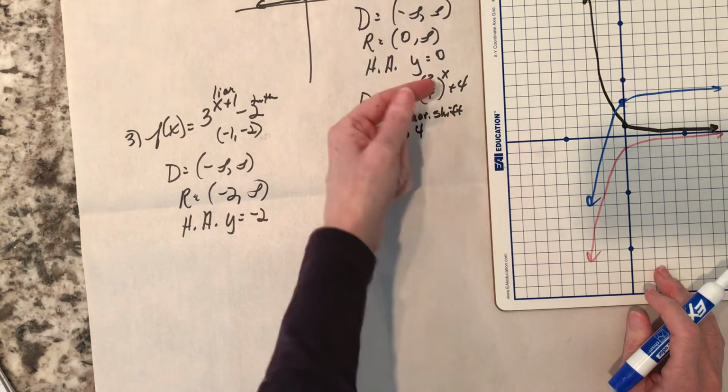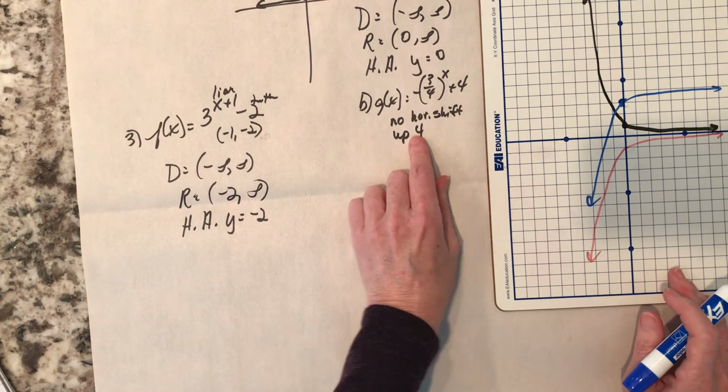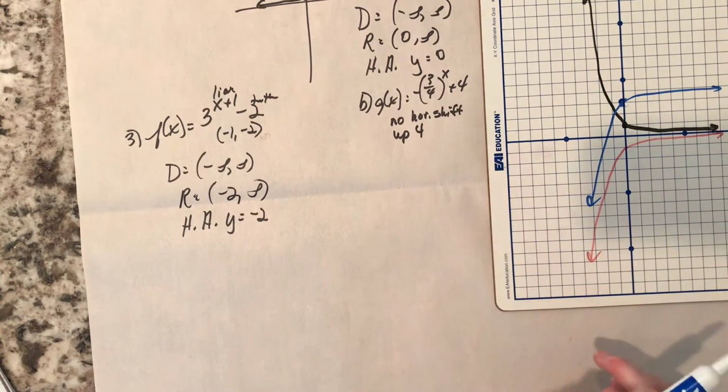The blue is the transformed. First thing we had to do was flip it. That flips it down here, becomes the red guy, and then move it up 4. So this is the one we want. Let's see what we got about him. We've got a domain.